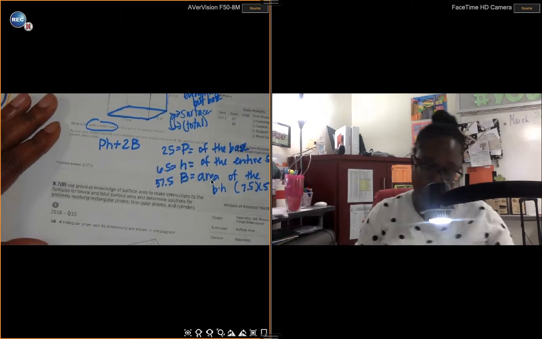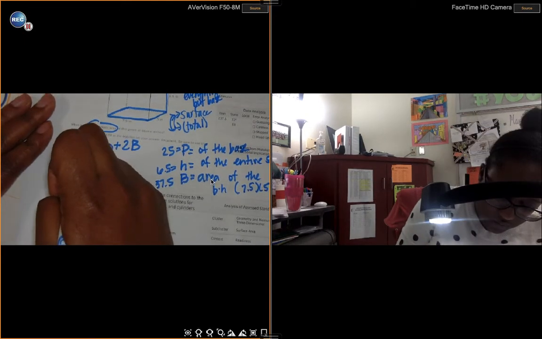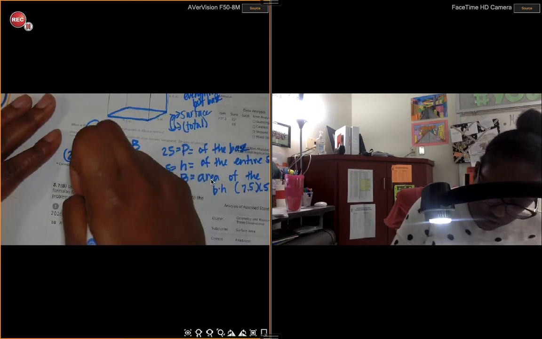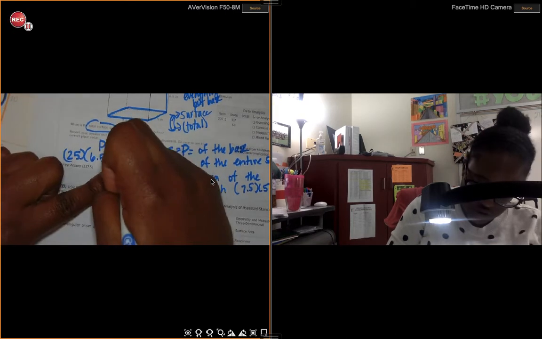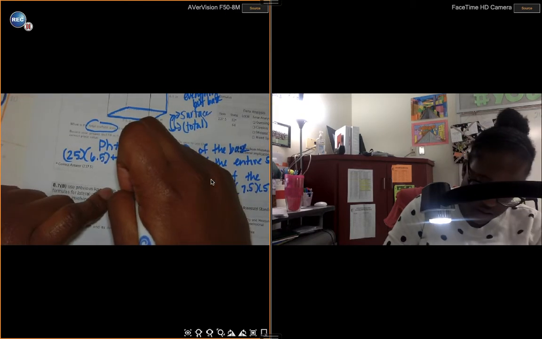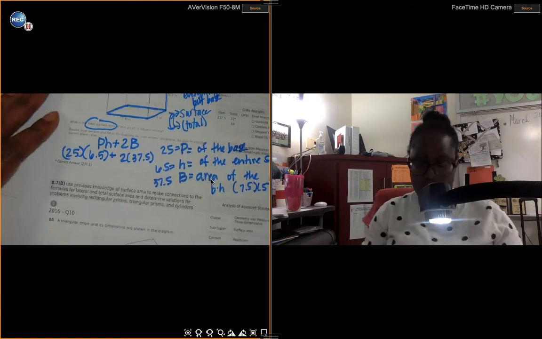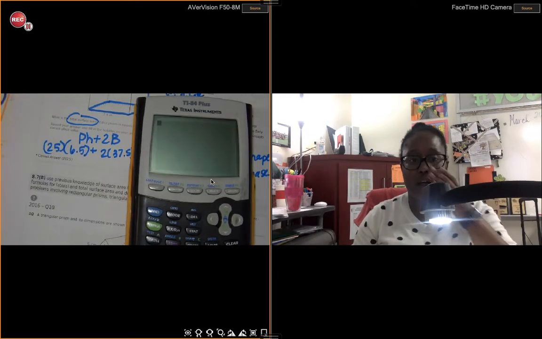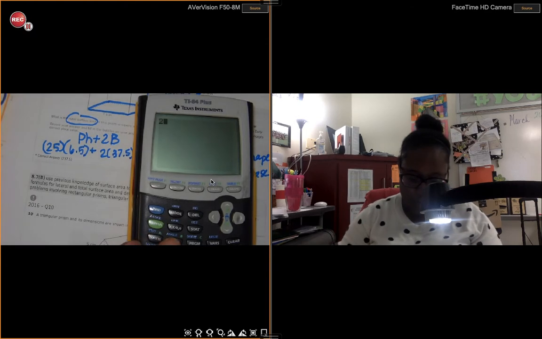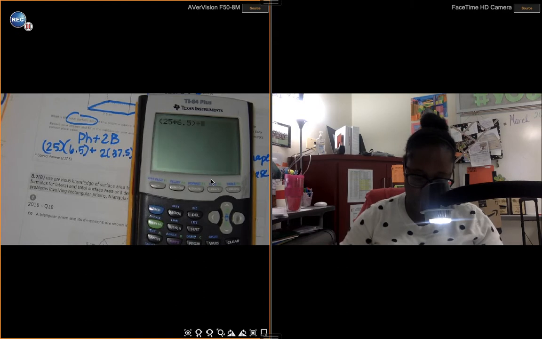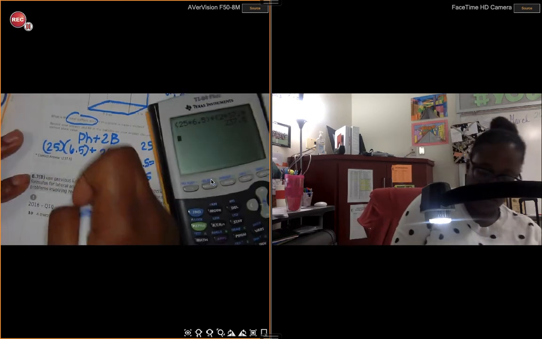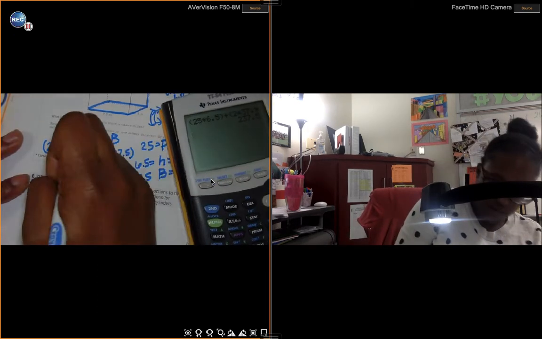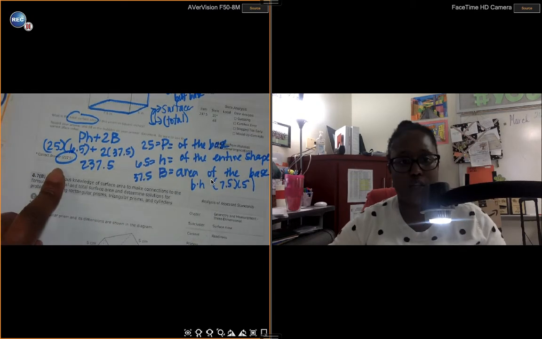Okay, and then all we do is plug these numbers in. We have 25 times our height, 6.5, plus 2 times our base, 37.5. When you put this in your calculator, you put it in one big long line so you don't make any mistakes. So 25 times 6.5 in parentheses, plus parentheses 2 times 37.5, close it, and you get 237.5. I know that's the correct answer because my STAR release question tells me that's the correct answer.